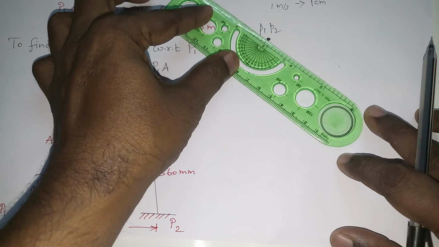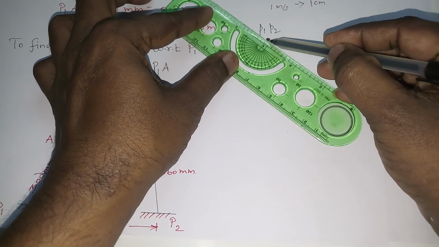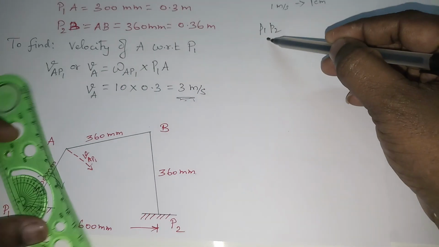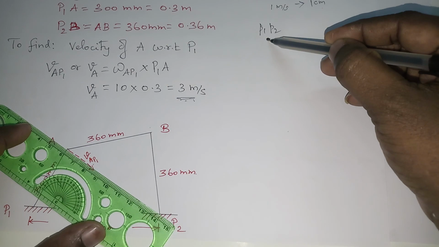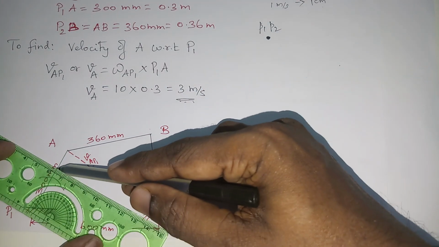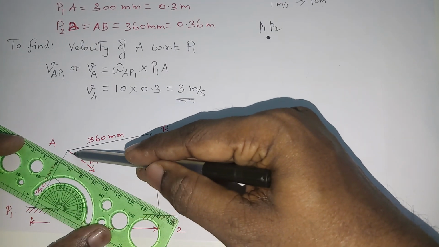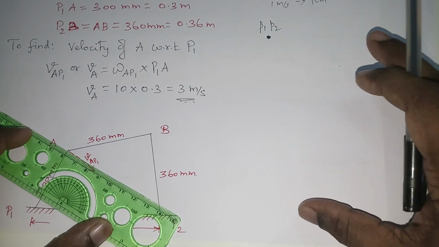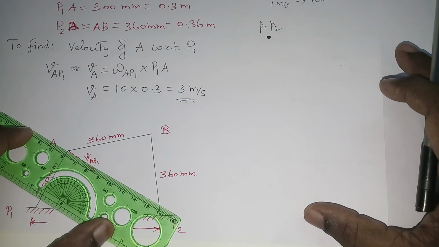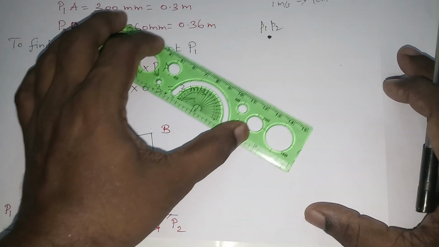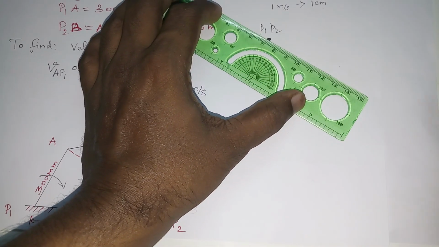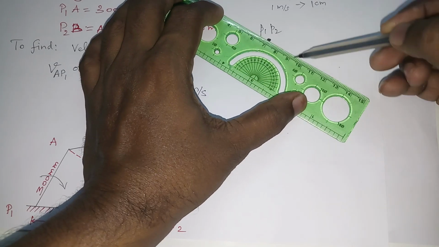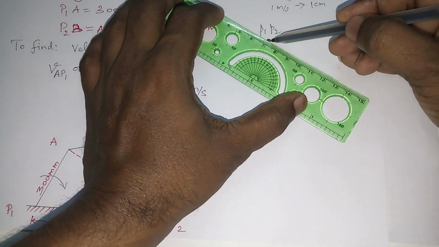Okay, and from here you have to generate. Place it here perpendicular to this link. Okay, it should be perpendicular, meaning it should be 90 degrees here. Place it perpendicular and move towards this point. From here, 3 centimeters: 1, 2, 3.